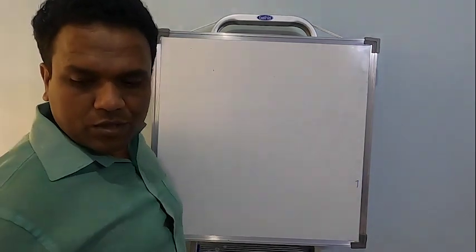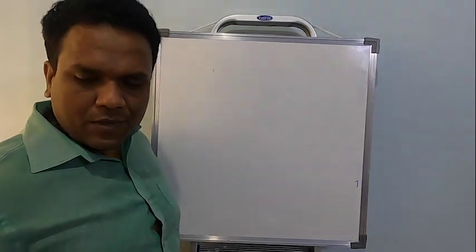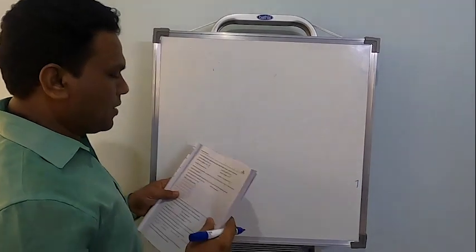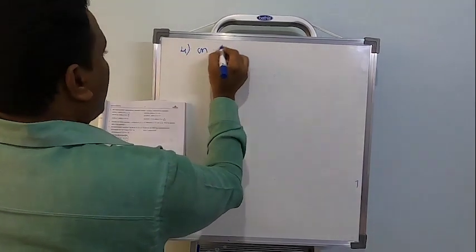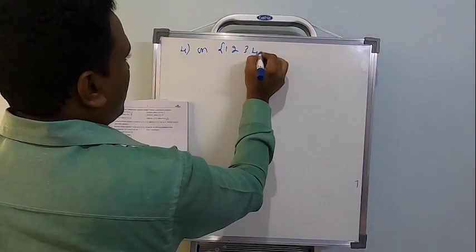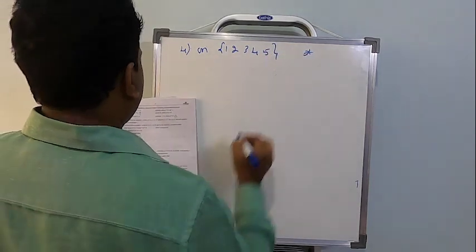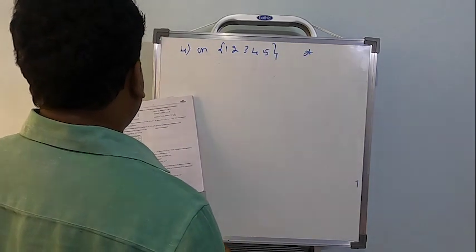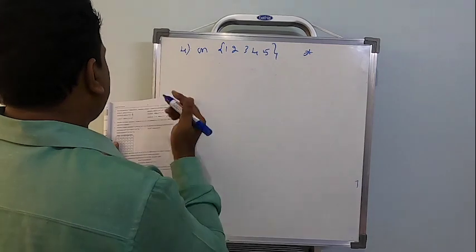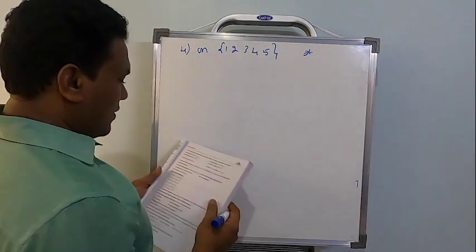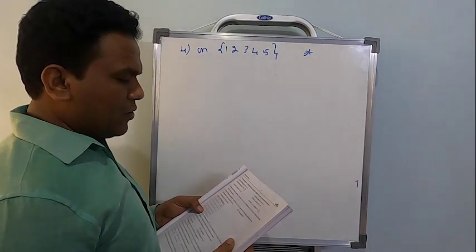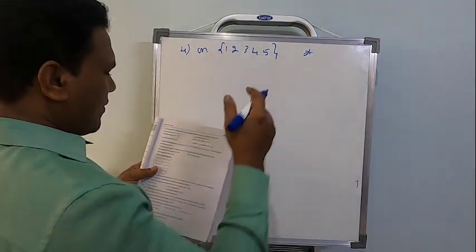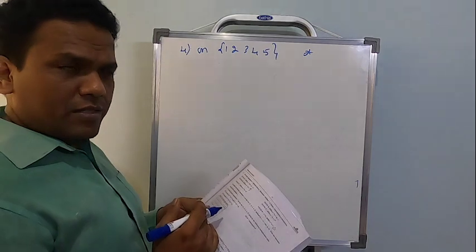Okay, now let's go to the next. Problem number 4. On the given set 1, 2, 3, 4, 5, an operation star is given to us. They have given a table actually, and by using the table you have to compute some values. The table you can just see below.